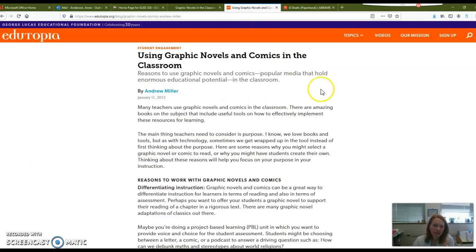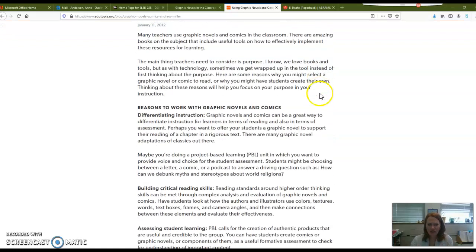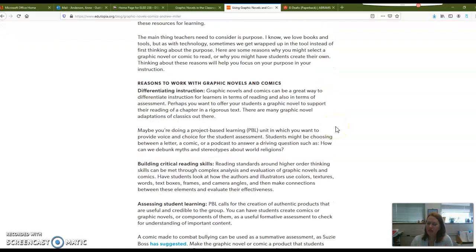Another website I saw is in education, utopia.org, and it also has a great blog on here. And this is about using graphic novels and comic strips in your classroom. What would be the benefits and what would be the drawbacks? So I would highly recommend looking at some of those so you can kind of think about things.